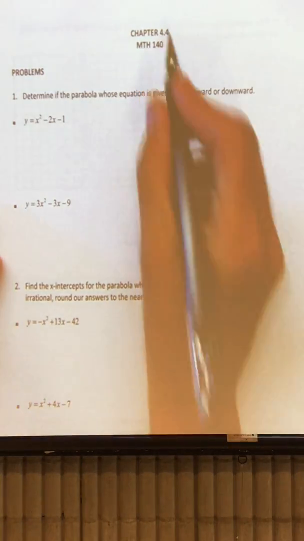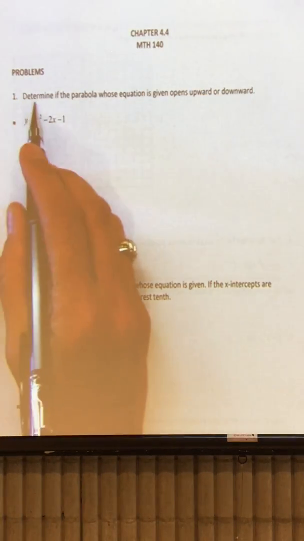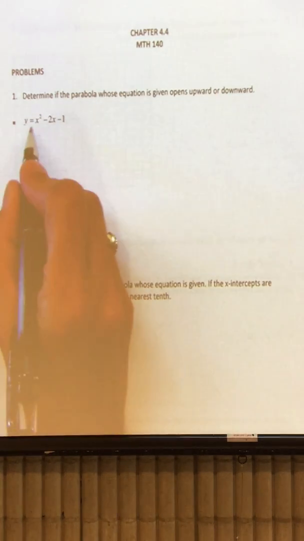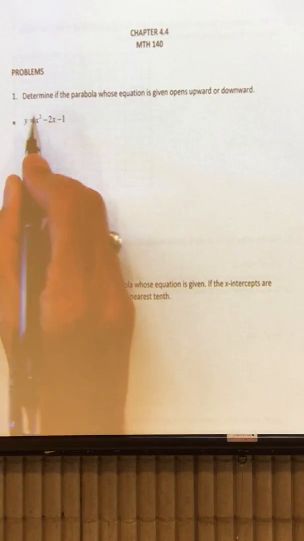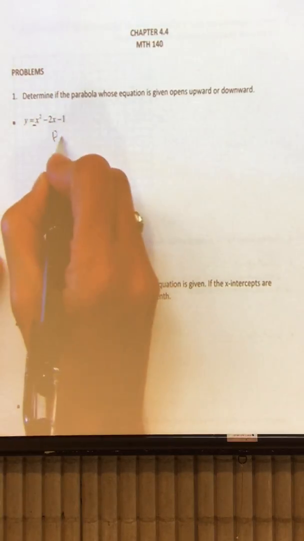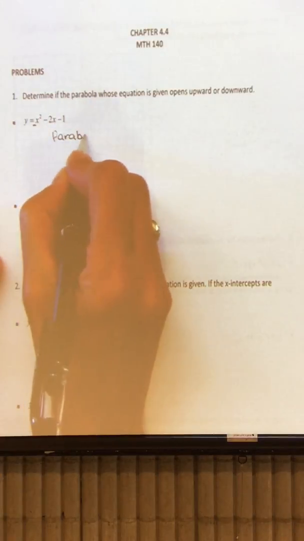Let us start Chapter 4, Section 4. Problem number 1. Determine if the parabola opens upward or downward. To determine that, we look at the coefficient of your x squared. Because the coefficient is positive, the parabola opens upward.